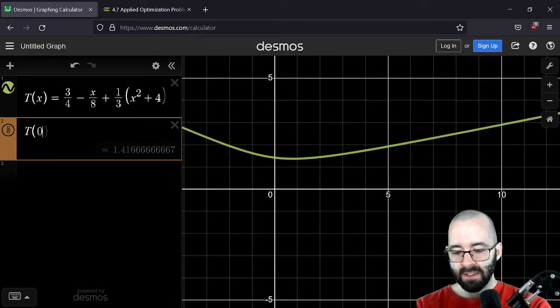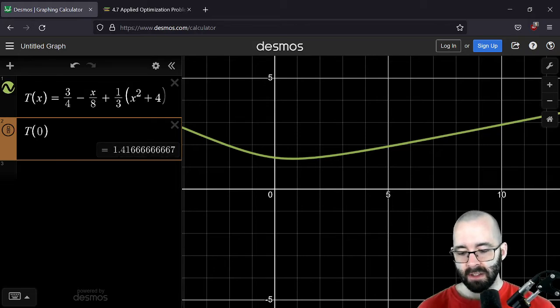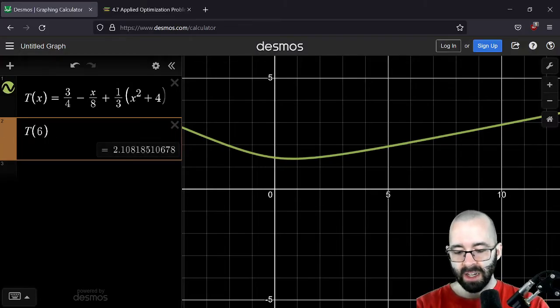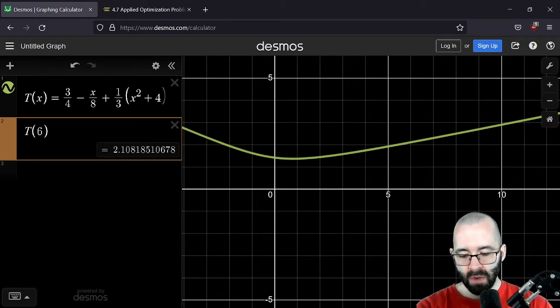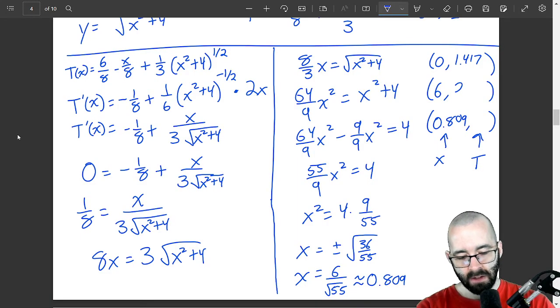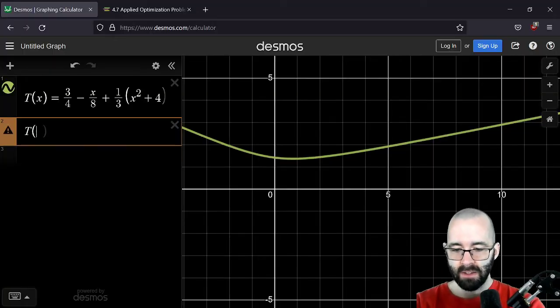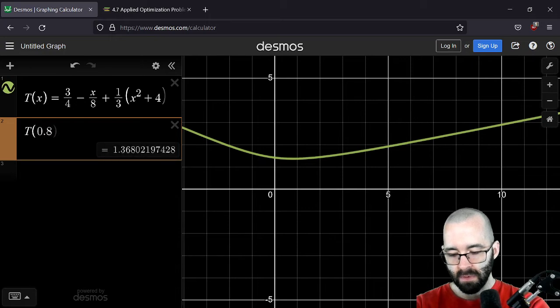So the time it takes, if x is 0, is 1.417 hours. The time it takes when x is 6 is 2.108. And the time it takes when x is 0.809 is 1.368.